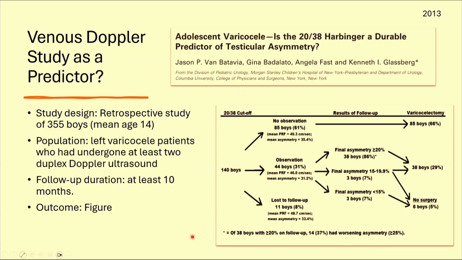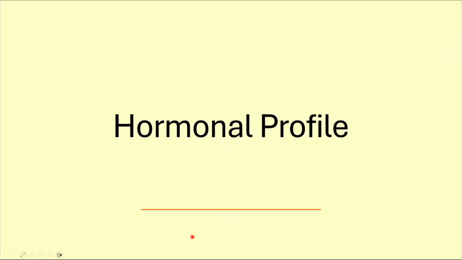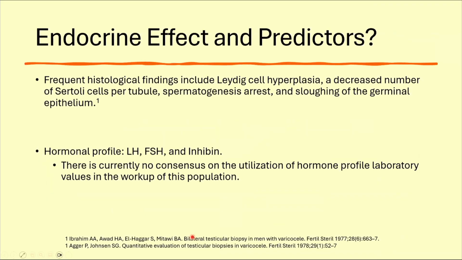So again, doctors were not happy to rely on single parameters, so they were trying to find another thing. This is quite a stretch, which is the hormonal profile. This came based on the finding in adults that when they took testicular biopsy from the adult population with varicocele, they found histological changes at the level of Leydig cell hyperplasia, decreased number of Sertoli cells, and spermatogenesis arrest.